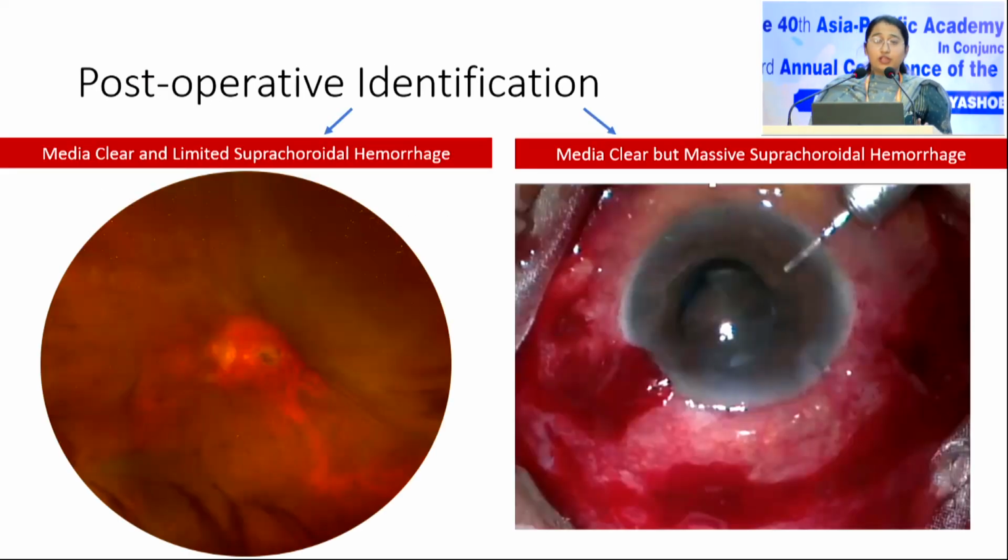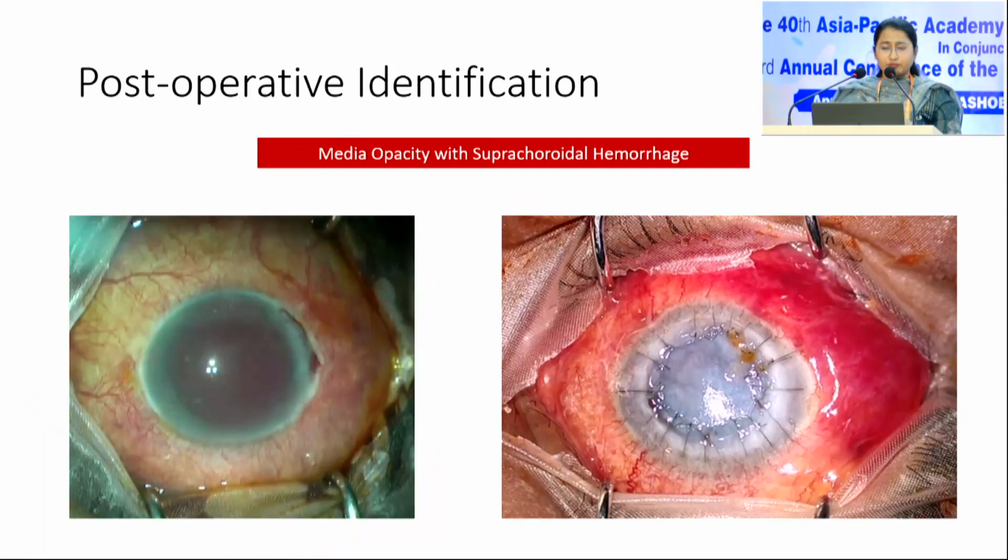When I talk about post-operative identification, we can have some peculiar scenarios. We might have a good media with limited suprachoroidal hemorrhage, which you can see on your right hand side. We can see the disc, the macula, the posterior pole, but you can see a large mound in the supratemporal quadrant of the retina. Or the media is clear, but there are massive suprachoroidals or kissing choroidals visible just behind the IOL on the left hand side of the image.